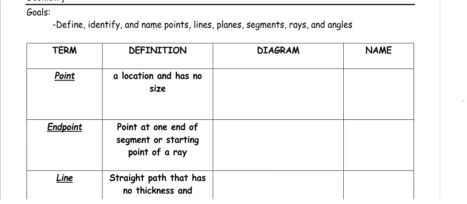This video is about geometry vocab, so we're going to identify, define, and name points, lines, planes, segments, rays, and angles. So to start with, our first term is a point. A point is a location that has no size. So we're just going to have a dot somewhere with a letter by it. When we name our point, we just use a capital letter.